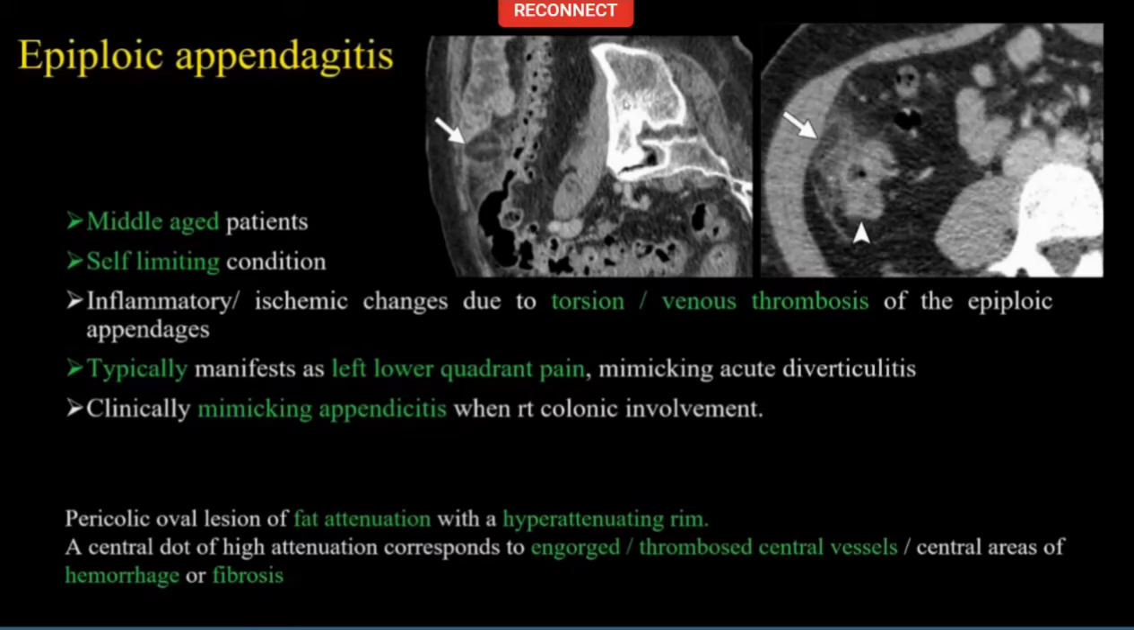That is the reason that we need to know this term. CT is diagnostic of this condition, where you can see fat attenuation with a hyperattenuating rim. Here you have an eggshell image in which you can see significant fat stranding.